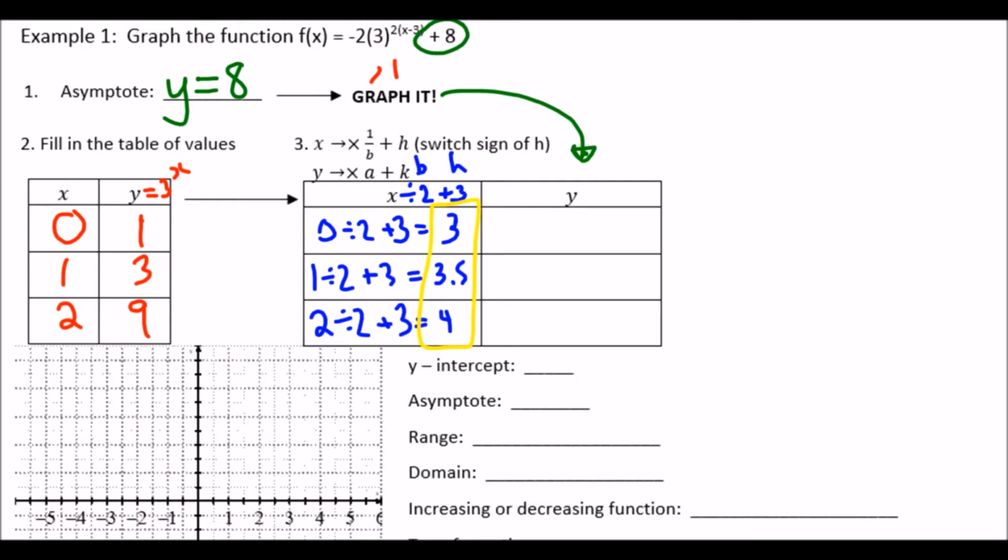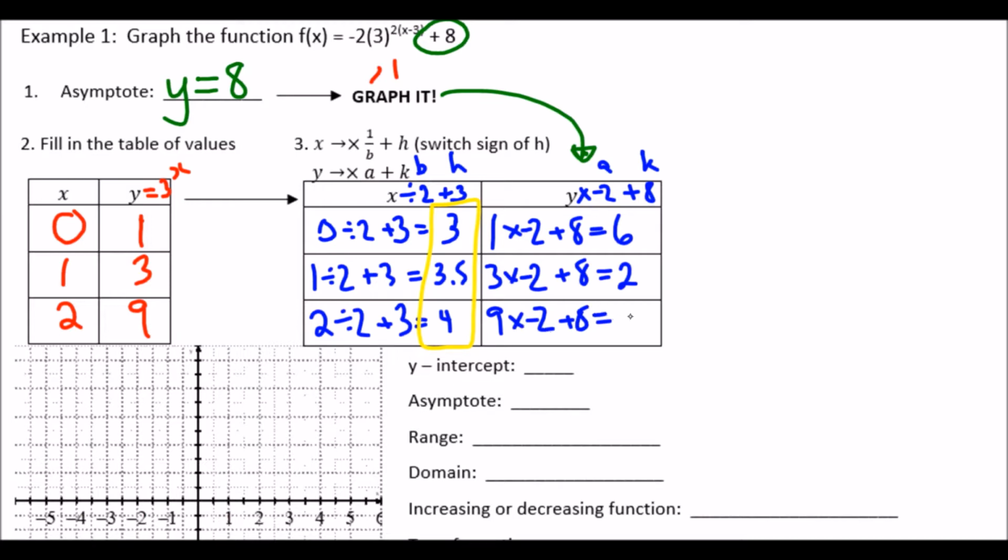All right, let's continue with my y values. Here I'm going to multiply by negative 2. That's my a. And then I'm going to add 8. That's my k. All right, there we go. So I'm going to take the y values I've determined over here. So 1 times negative 2, that's negative 2 plus 8, and that is 6. Next one I'm going to do is 3. 3 times negative 2 plus 8, and that gives me 2. Then finally I'm going to have 9 times negative 2 plus 8. That is negative 10.